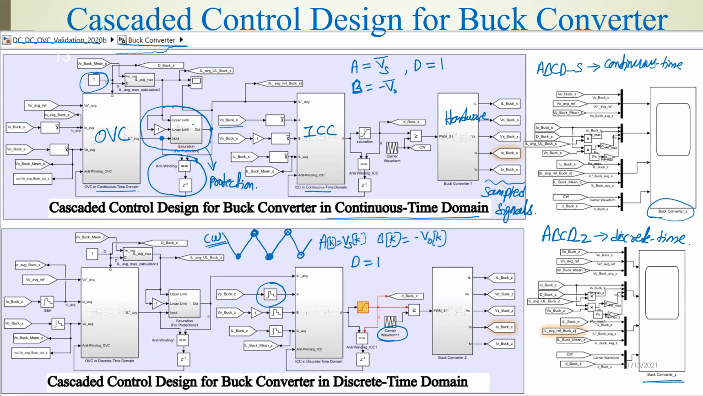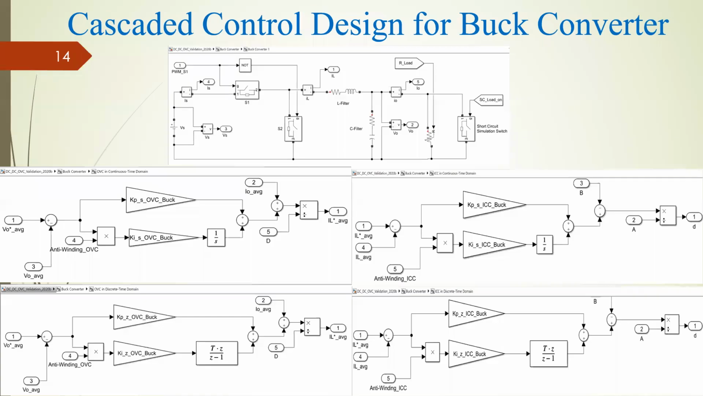Now we should decide what the upper and lower limit for the inductor reference current is. So how do we find that? You can see this block. This block basically finds the suitable maximum limit for your inductor average current saturation block. So let's see that block.